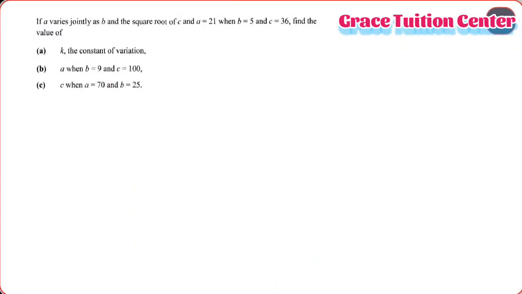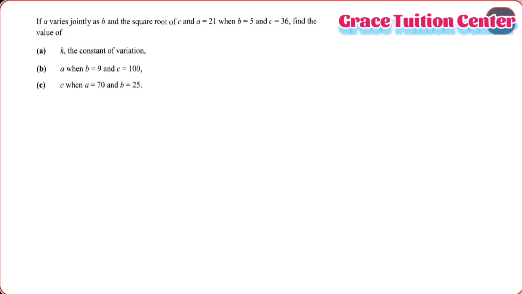Okay, so this is our next question. The question says, if a varies jointly as b and the square root of c, and a equals 21 when b equals 5 and c equals 36, find the value of k, the constant of the variation. So joint variation is just like direct variation. The only difference is that in joint variation we have more than 2 variables.